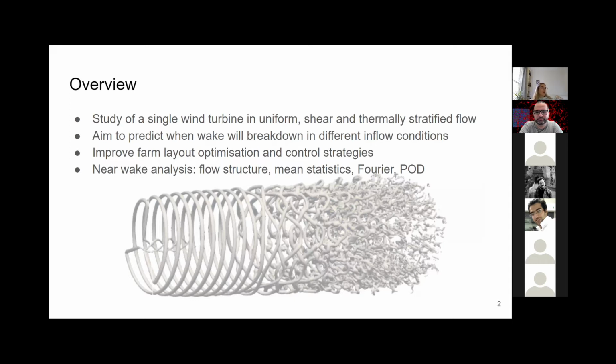strategies. So I'm looking mainly at the near wake, up to about 8 radius downstream, but especially focusing up to 3.5 radius downstream. And I'm going to show you results of the flow structure, some mean statistics, and also a bit of Fourier and POD to extract coherent structures.